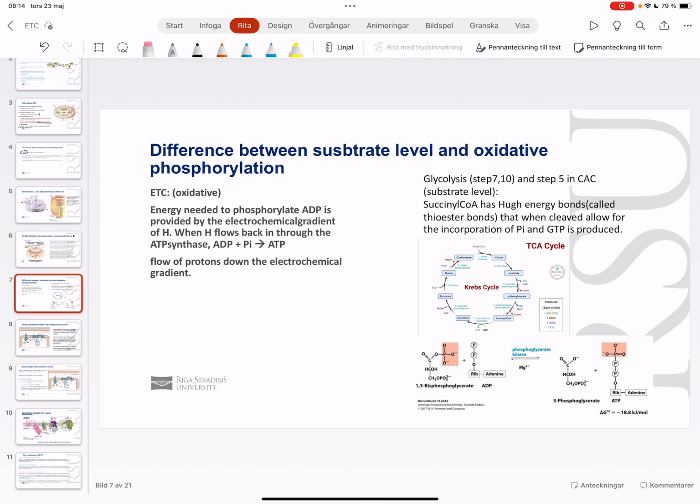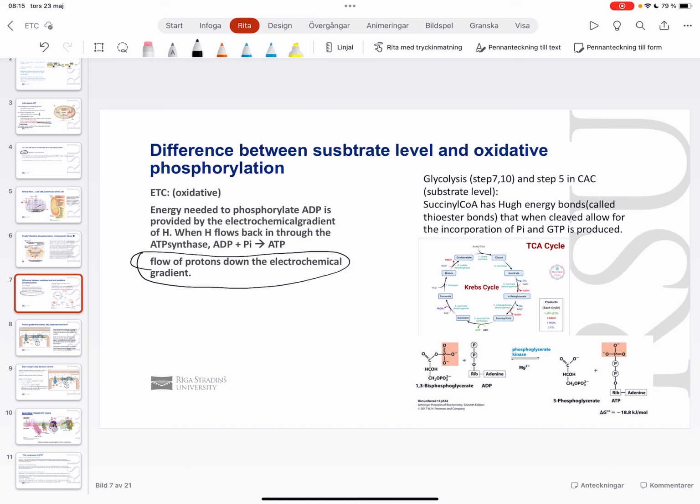So the difference between substrate level and oxidative phosphorylation. In the electron transport chain, we will have oxidative phosphorylation. The energy needed to phosphorylate ADP is provided by the electrochemical gradient of hydrogens. When hydrogen flows back in through the ATP synthase, ADP plus Pi gives us ATP. Flow of protons down the electrical gradient. So if we would like to summarize oxidative phosphorylation, it will be that sentence.